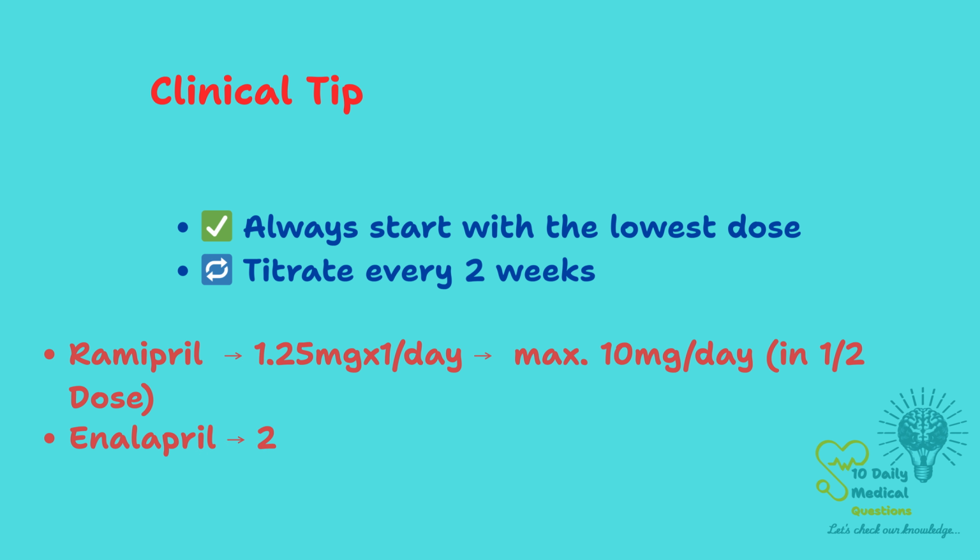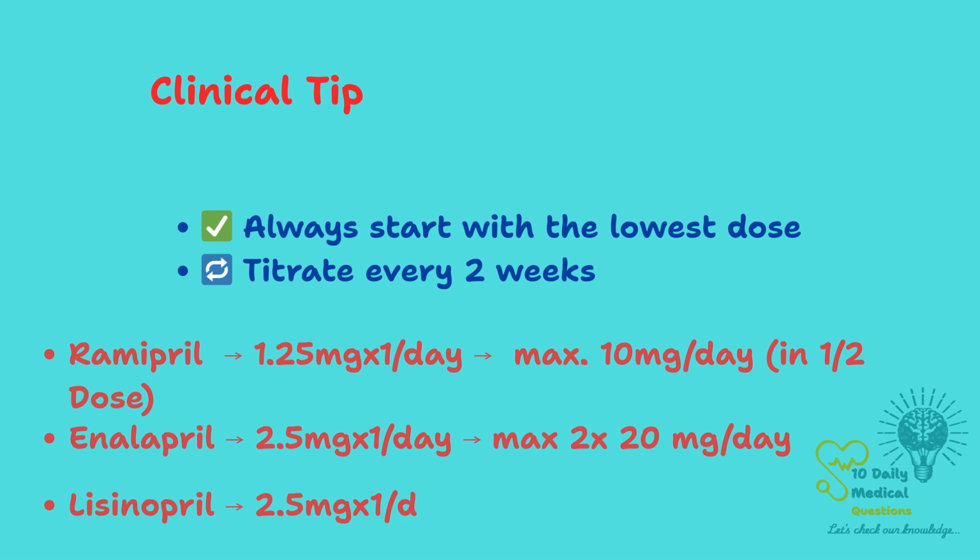Enalapril usually starts at 2.5 mg once daily with a maximum dose of up to 2 times 20 mg. Lisinopril starts at 2.5 mg per day and can be titrated up to 20 to 35 mg in a single dose.